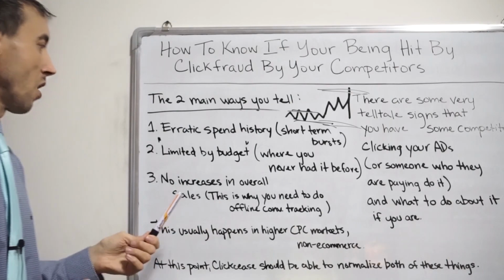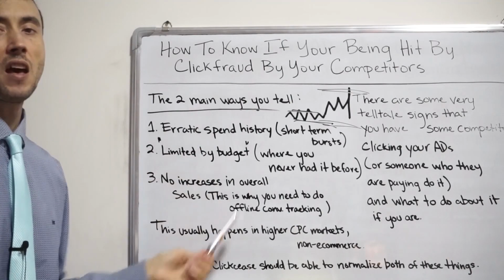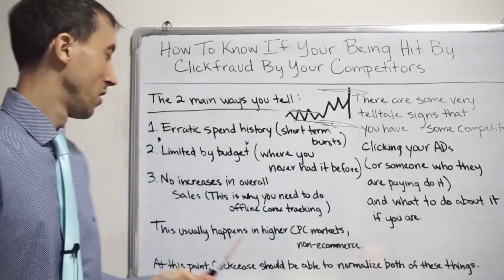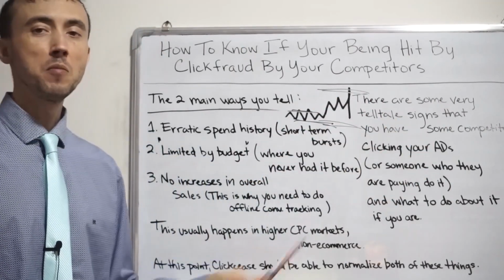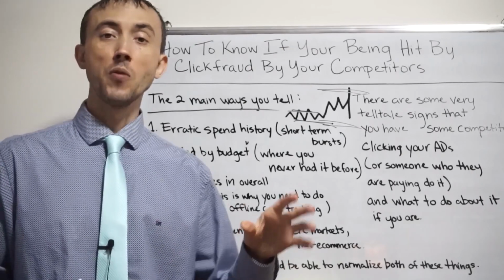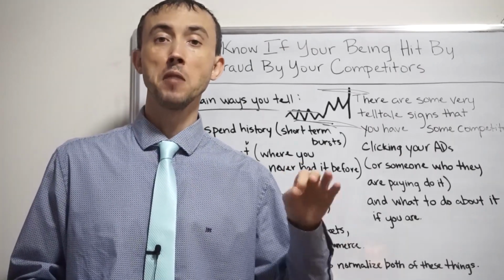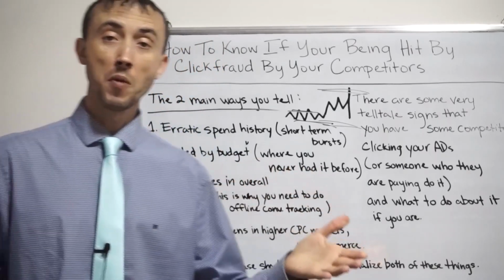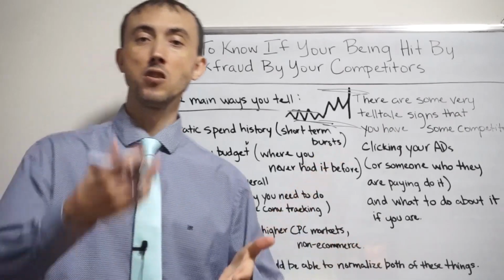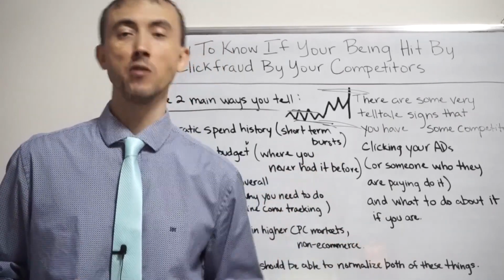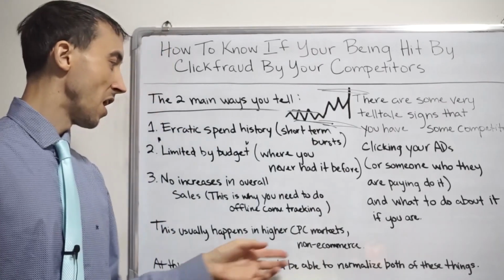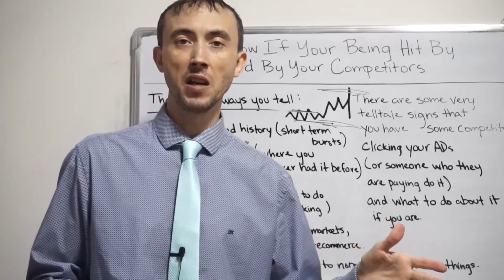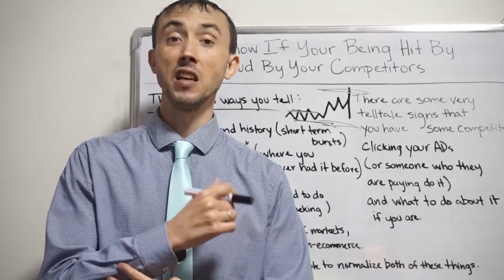Anyway, so that's how you tell if you're getting clicked by your competitor, i.e. click fraud. This usually happens in higher CPC markets, where the cost per click is over $10, which is where I most commonly see it. So if you're in a market where you're over $10 a click, the likelihood that you have click fraud, if you're thinking you have click fraud right now, is much, much, much higher. This also typically happens in non-e-commerce markets. I very rarely see anybody have an issue with click fraud in e-commerce.